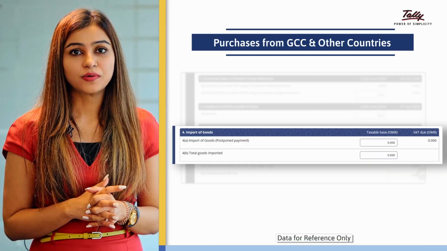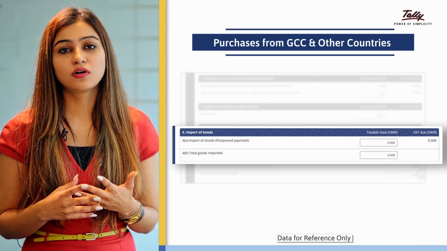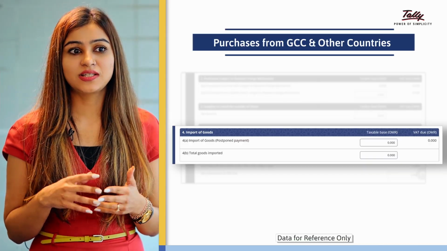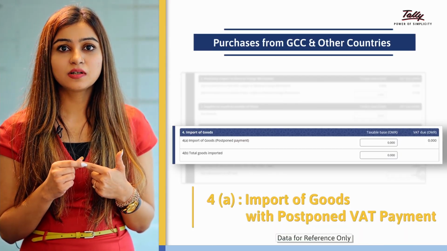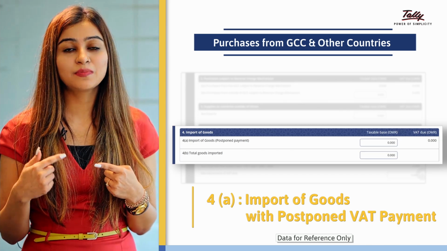Next comes box 4. Box 4 is majorly for the import of goods. It is split into two parts. One is box 4A and the other is box 4B. 4A is particularly for the import of goods wherein the VAT payment is postponed.